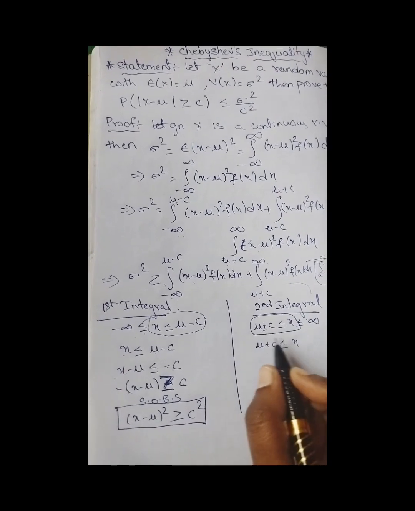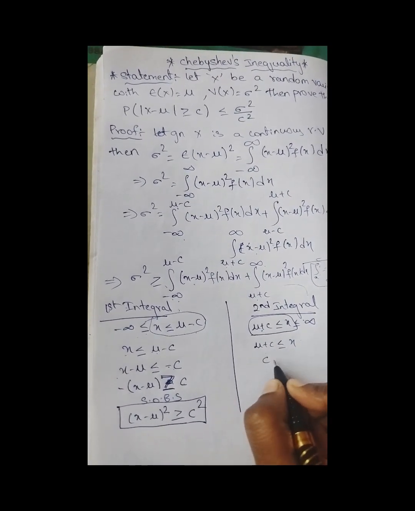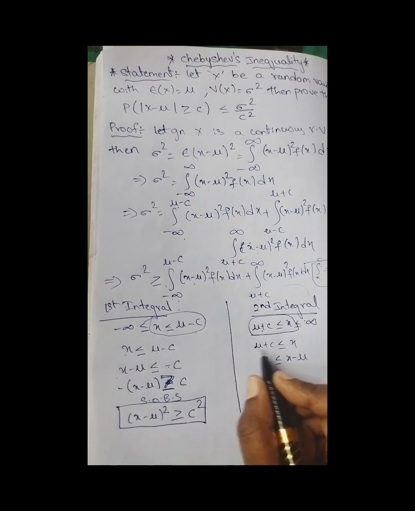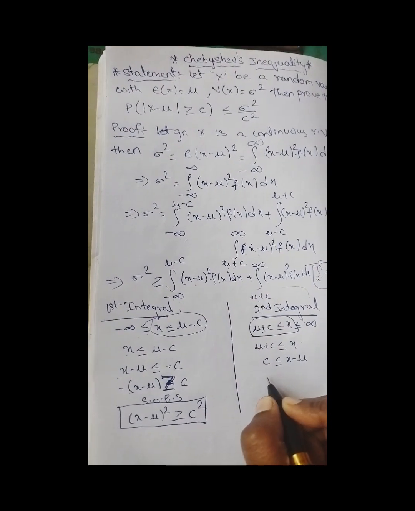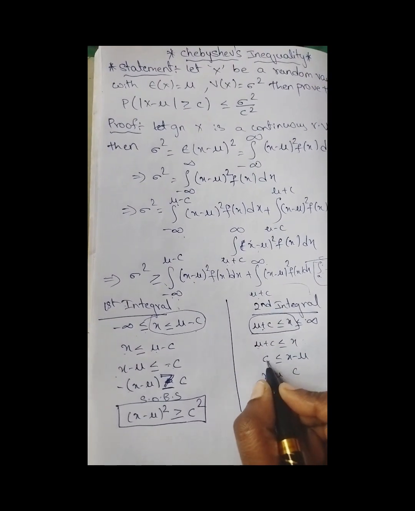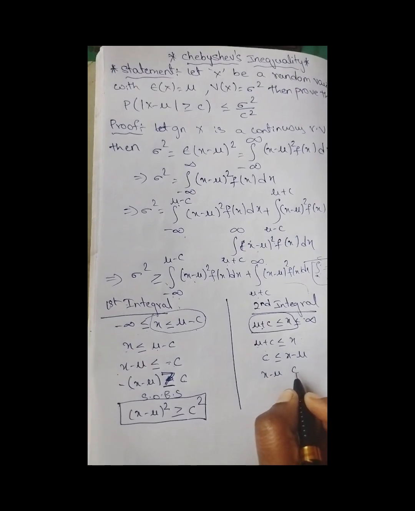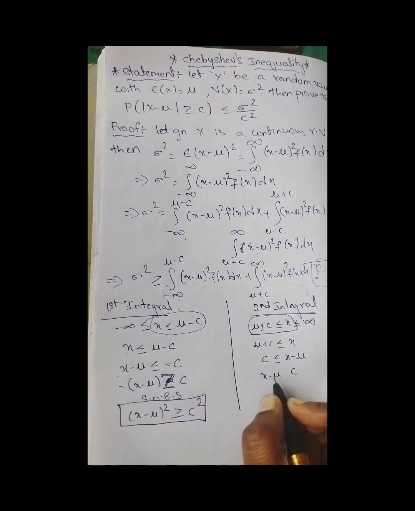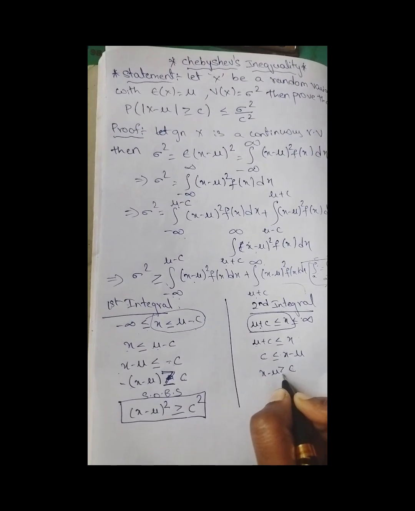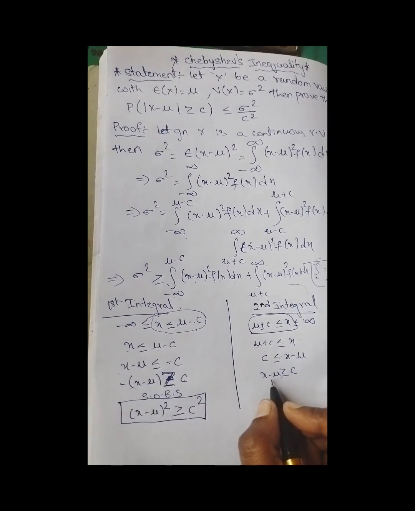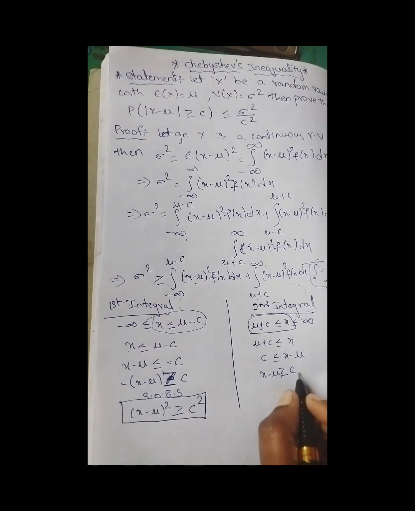Now, same, send this mu to the right hand side. C less than or equal to x minus mu. Positive mu becomes negative, right? Now, can I write like this, x minus mu and c? From x minus mu and c, which is highest? Here first I have written x minus mu and here I have written c. From this, x minus mu is highest. So I am turning the symbol to the left hand side, x minus mu greater than or equal to c.